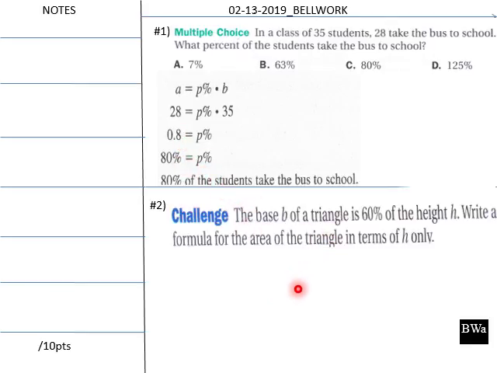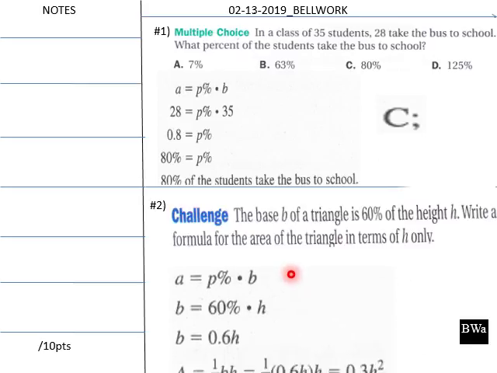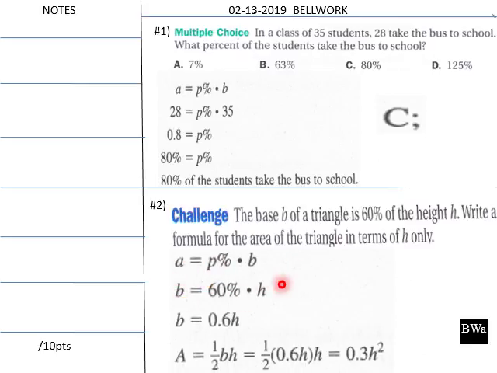Then down here to the challenge. We do the same thing here. 60% of the height. A equals percentage of B. B equals 60% of H. 0.6H equals B. And then we plug that in here to our area formula, and we have 0.3H squared. That's a good problem right here. So 30% of the height squared. The base. Write a formula for the area of the triangle in terms of H only.